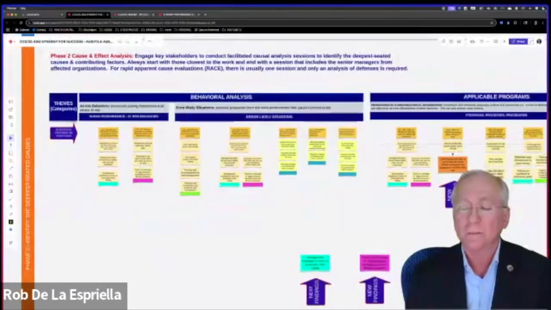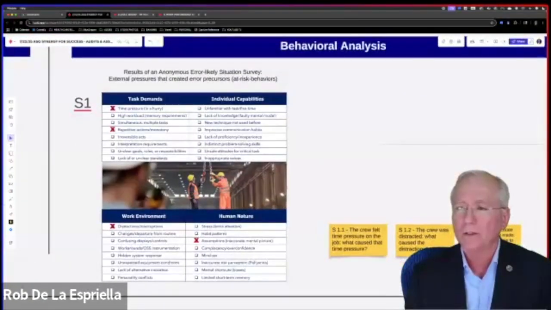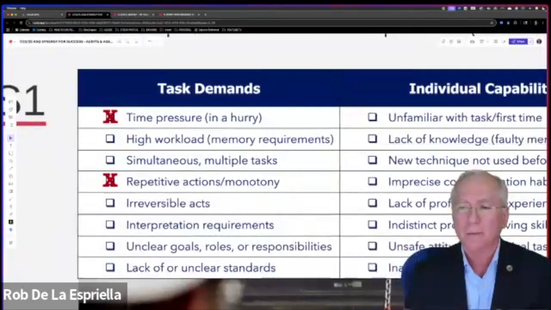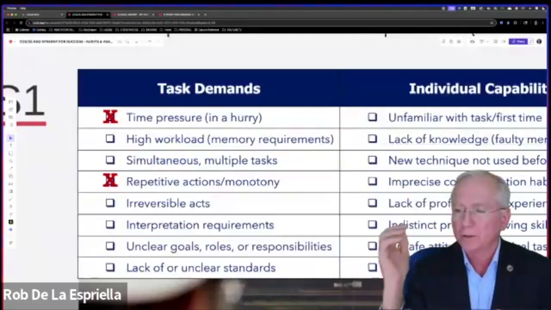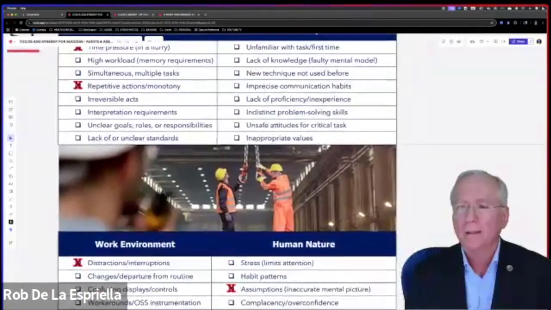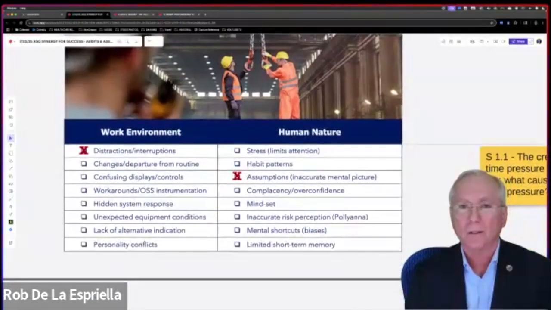So now, in order to do this even more effectively, we have a tool that we use all the time. It is called an error likely situation survey. And every time there's a human involved with an incident, we put this out. We want to know if there were, for example, task demands that cause an error likely situation, like we put people under serious time pressure. And perhaps something else, one of these things: high workload, interpretation requirements. This list has been around for a long time, from post Three Mile Island on the commercial nuclear side. And now there's a process called Human and Organizational Performance, HOP. And they're using this exact same checklist.